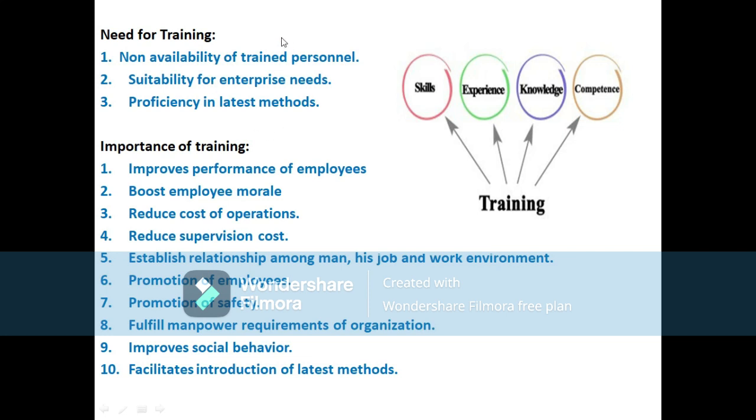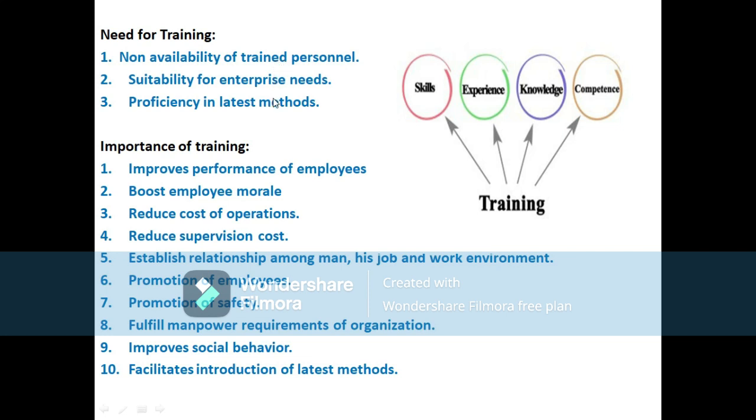What is the need for training? First, non-availability of trained personnel. Second, suitability for enterprise needs. And third, proficiency in latest methods. These are the needs regarding training and development. In order to satisfy these needs, we have to undergo the training and development program.